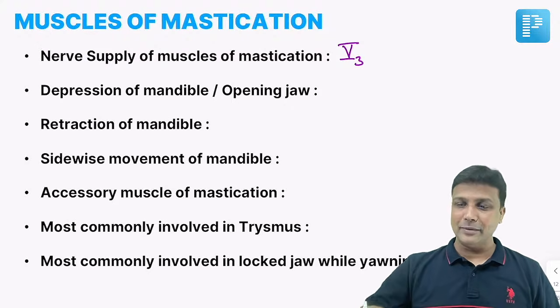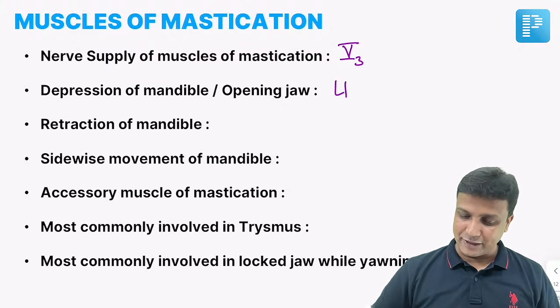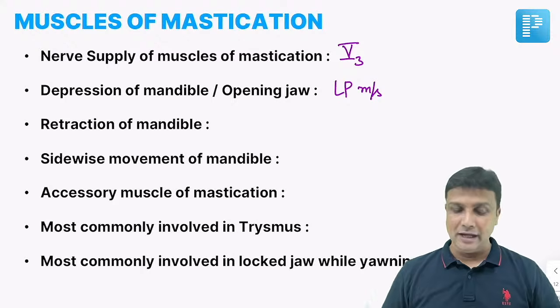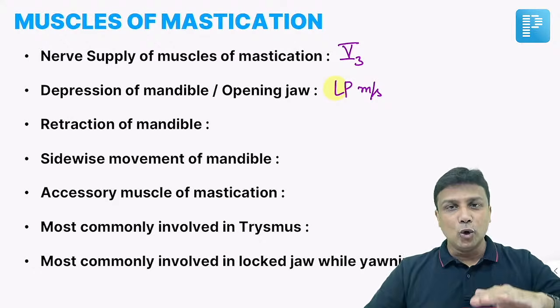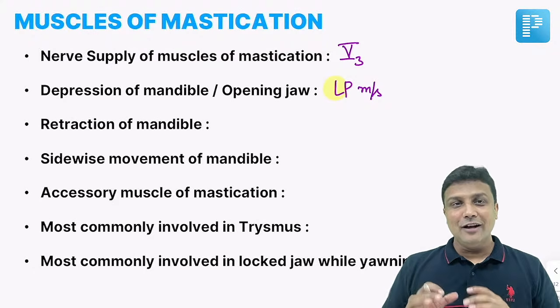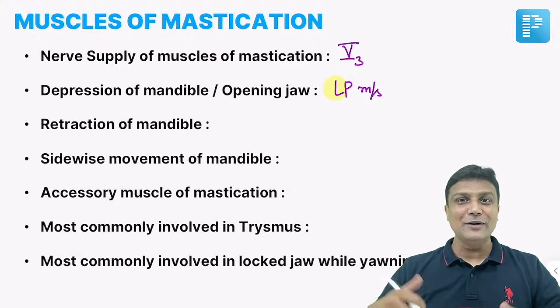And that muscle will be the lateral pterygoid muscle. The lateral pterygoid muscle is the one which helps in depression of the mandible, opening the jaw. So please remember L for lateral pterygoid and L for lowering the jaw. Now here, don't think that I am not teaching you the muscles required for elevation of the mandible. The remaining three muscles are going to help in elevation.